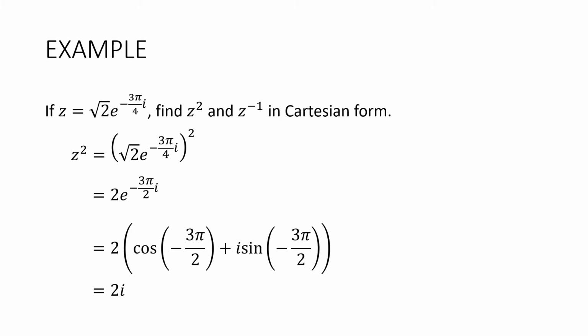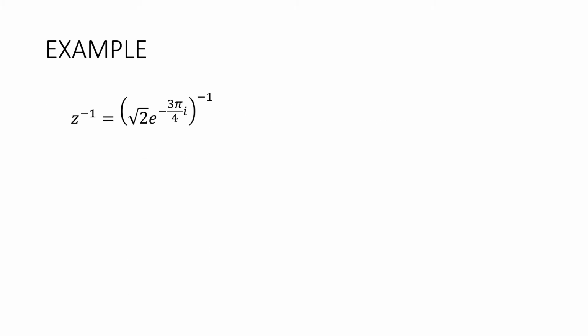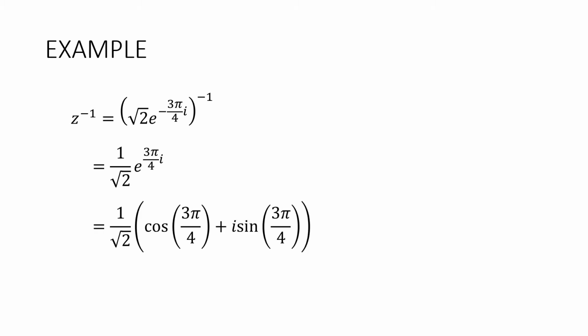All right, now let's do this one. Z to the negative 1, I'm taking my complex number and raising it to the power of negative 1. Same thing. Root 2 to the power of negative 1 is 1 on root 2. And then e to the negative 3 pi on 4i multiplied by negative 1, which of course is positive 3 pi on 4i. Okay, we need to expand this out. So I'm going to get 1 on root 2 and cos of 3 pi on 4 plus i sine of 3 pi on 4.